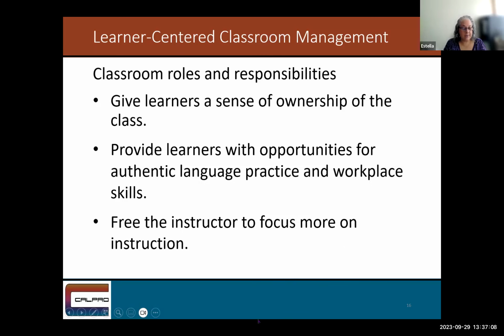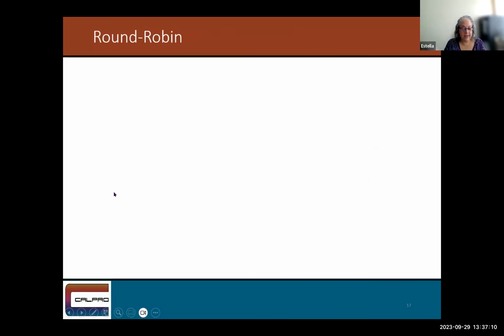So classroom jobs also give them an opportunity to use authentic language and workplace skills. So let's take a look at an activity we're going to participate in. There are many ways for students to take responsibility for the class. Through a round robin activity, we will brainstorm classroom jobs that students of any language level can do.